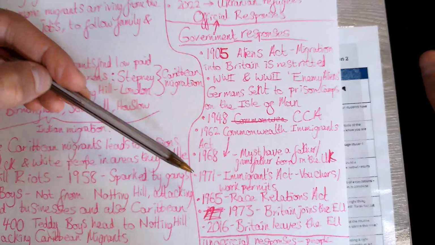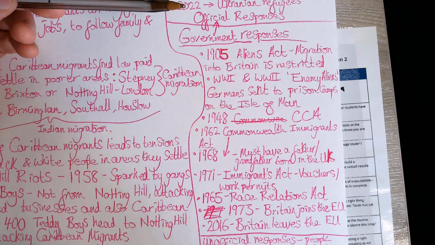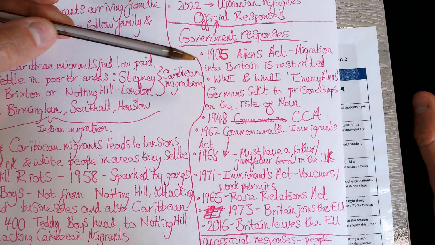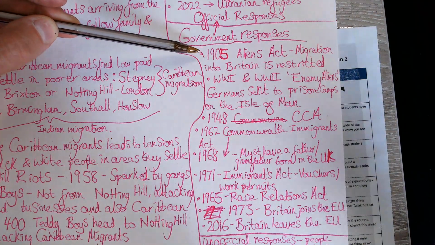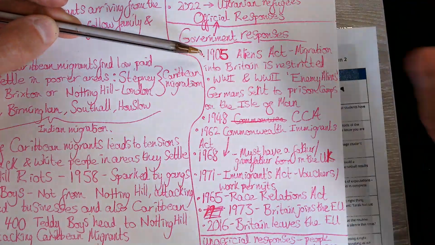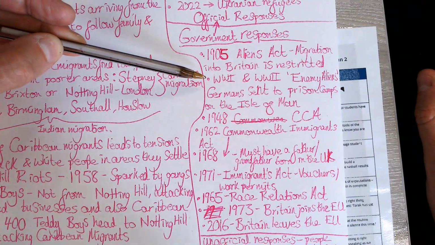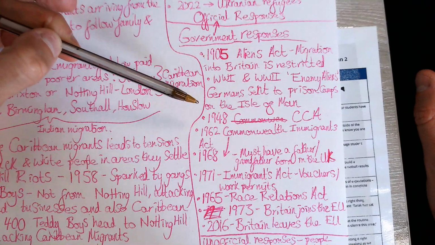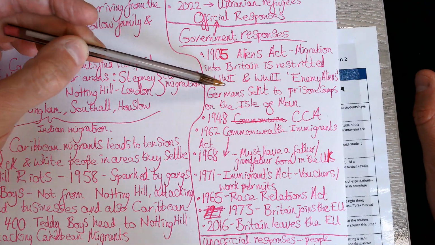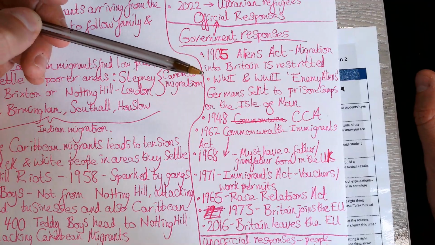With the government, we're typically talking about laws, and so I've just summarised some of these laws for you here. The 1905 Aliens Act, for example, is the first time that migration to Britain is restricted by the government. You can't just migrate here anymore. In World War I and World War II, enemy aliens, which typically meant German people, were sent to prison camps on the Isle of Man.